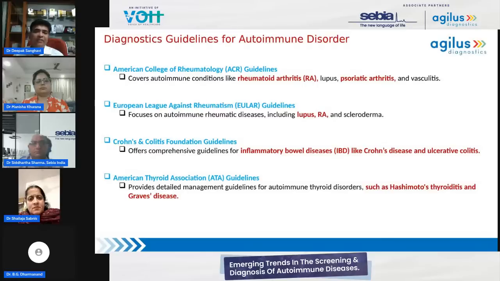There are Crohn's and Colitis Foundation guidelines for Crohn's disease, definitely. There is American Thyroid Association guidelines for helping in Hashimoto's thyroiditis and Graves' disease.